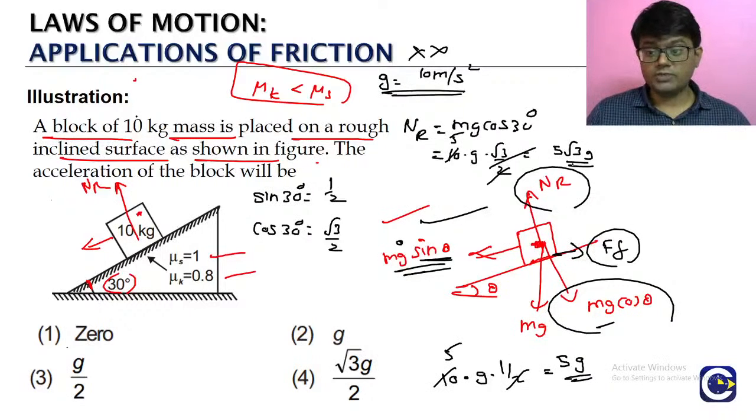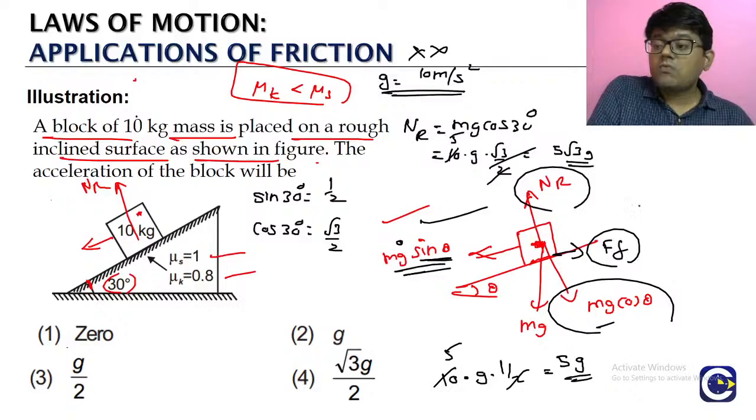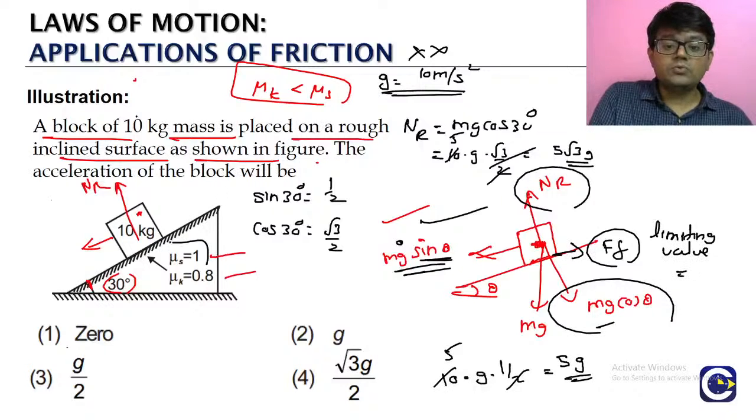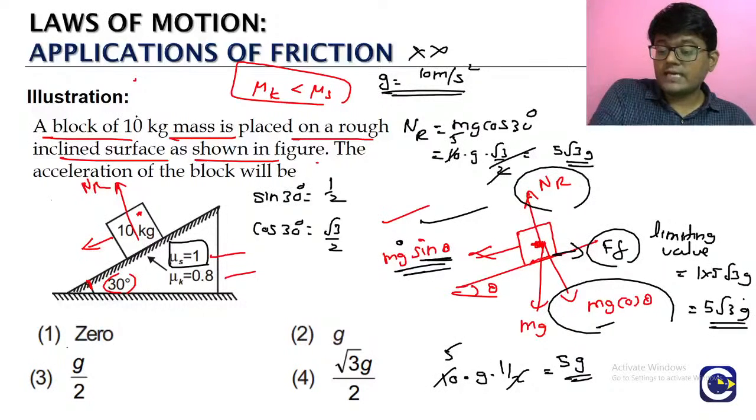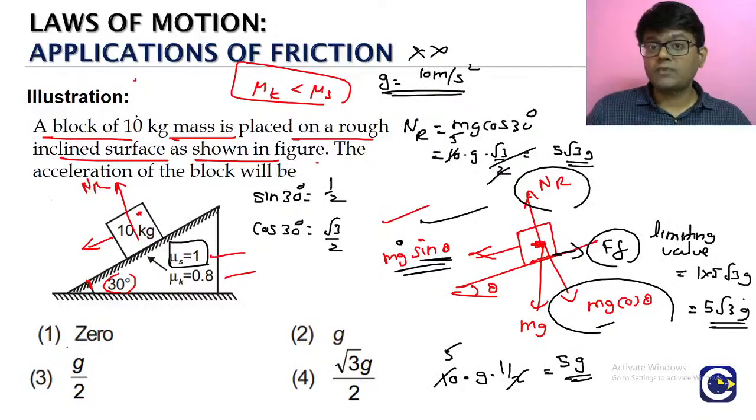What is the value? 5 root 3g. Okay. Now, what is the limiting value of the static friction? It will be what? Mu s into the normal reaction, right? Mu s value is 1. Means 1 into, what is the normal reaction value? 5 root 3g. So the limiting value of the static friction is coming as 5 root 3g. What is the force that is trying to pull the block down the plane?